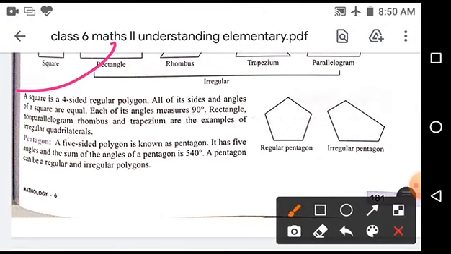Now, a square is a four-sided regular polygon. All of its sides and angles are equal. Each angle of a square is 90 degrees. Rectangle, parallelogram, rhombus and trapezium are examples of irregular quadrilaterals. Here see, this is an example of a pentagon, and it is a regular pentagon, but another example is also a pentagon, but this is not a regular pentagon.